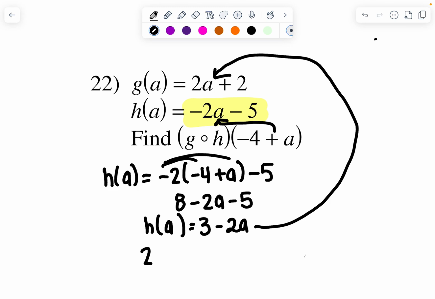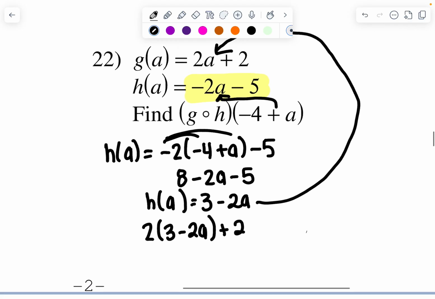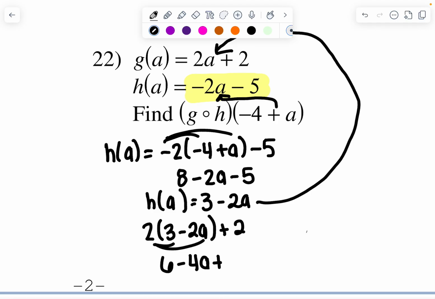So 2 times 3 minus 2a plus 2. So I'm going to distribute. I get 6 minus 4a plus 2. Combine like terms. I will get 6 plus 2 is 8. And left with negative 4a. So negative 4a plus 8.